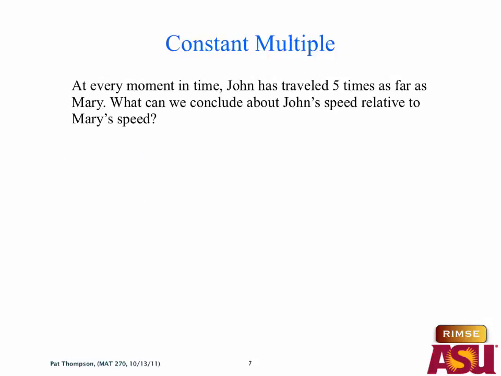So that's the first: constant functions. The rate of change function is 0. What about a constant multiple? A constant multiple is when you have a constant times another function. Here's an example. At every moment in time, John has traveled 5 times as far as Mary. What can we conclude about John's speed relative to Mary's speed? 5 times as fast, right?